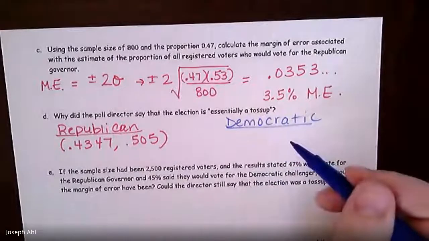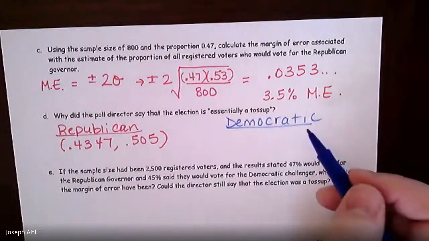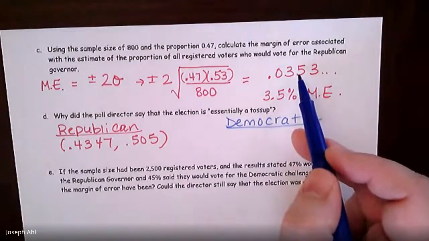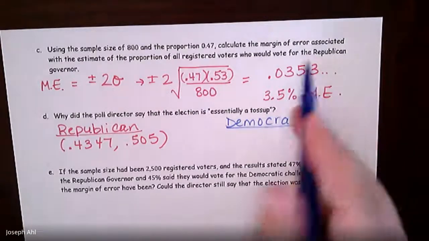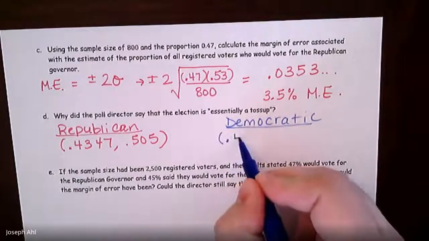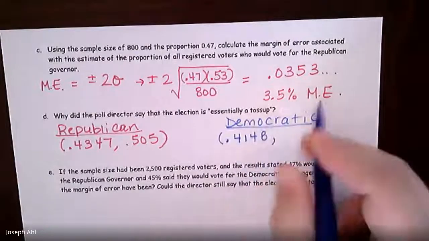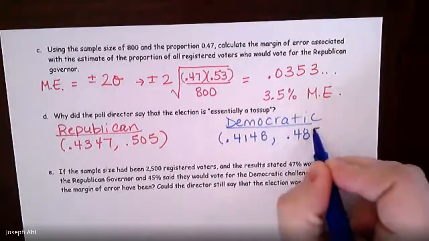On the other hand, the Democratic nominee, remember that the population proportion for the Democratic nominee was only 0.45. But again, if you add and subtract that margin of error, 0.45 plus or minus this value, you're going to get a plausible range from 0.4148 to 0.4852.